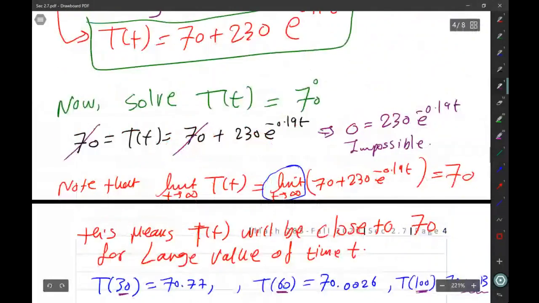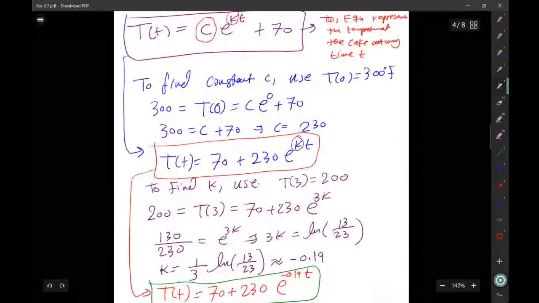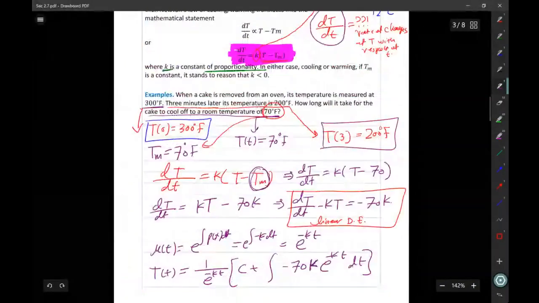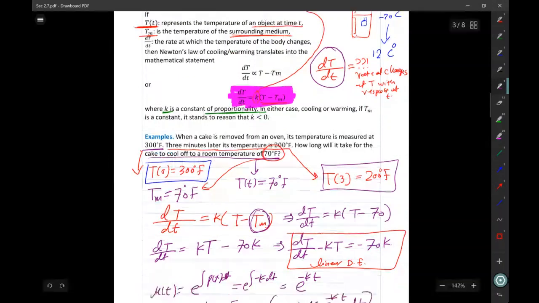Is this example clear? It's very simple and straightforward to apply, but you have to be careful when you read the given information from the problem.